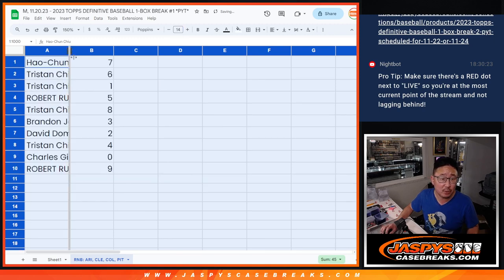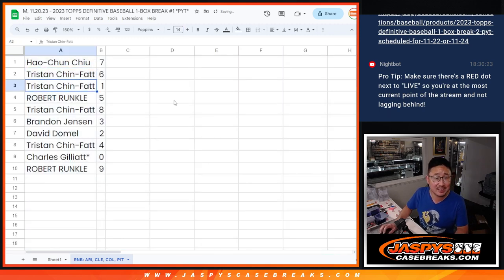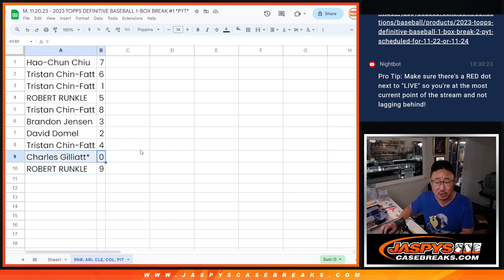All right, so Hao Chun with seven, Tristan with six and one, Robert with five, Tristan with eight, Brandon with three, David with two, Tristan with four, Charles with zero, and last spot Mojo. 70% of the time, last spot Mojo hits 100% of the time. Does that apply to one box breaks? Not sure, we'll find out. Robert with the number nine.